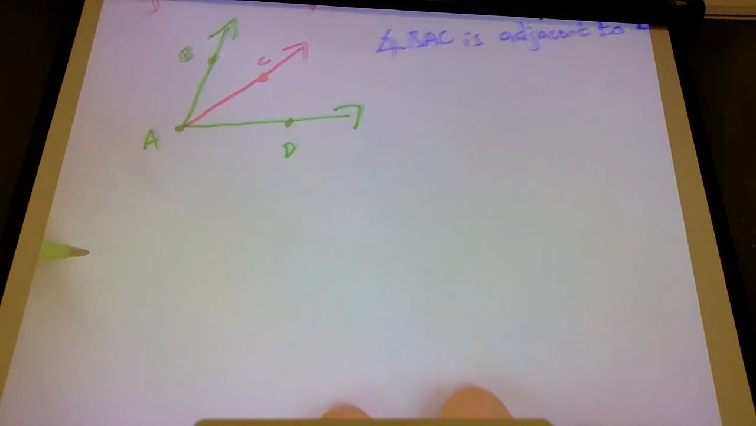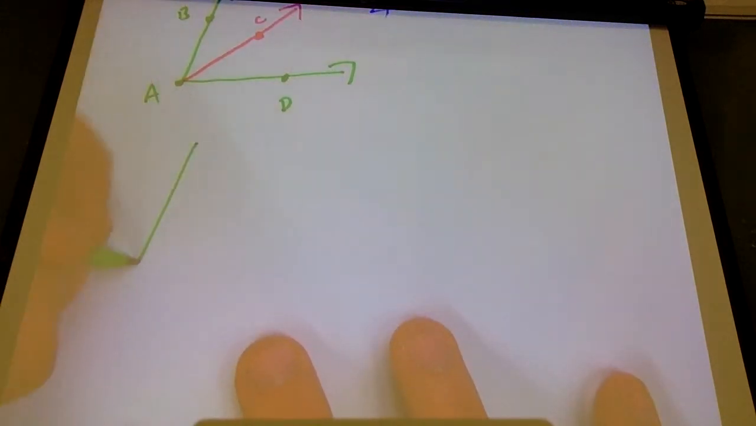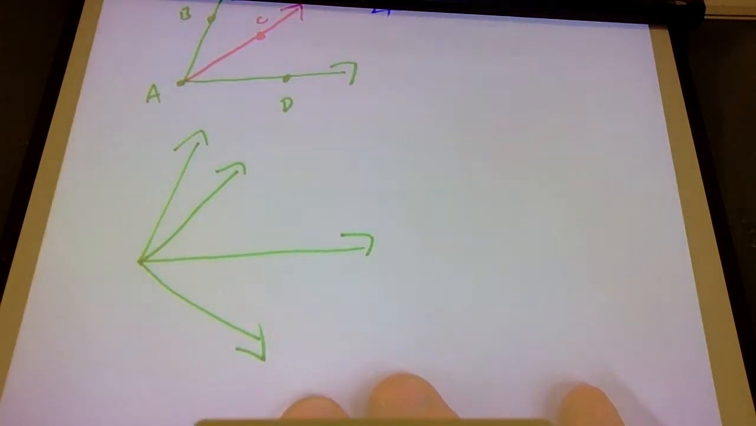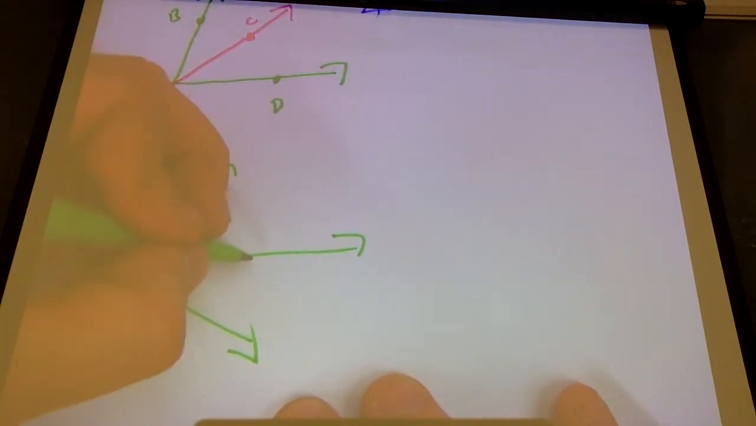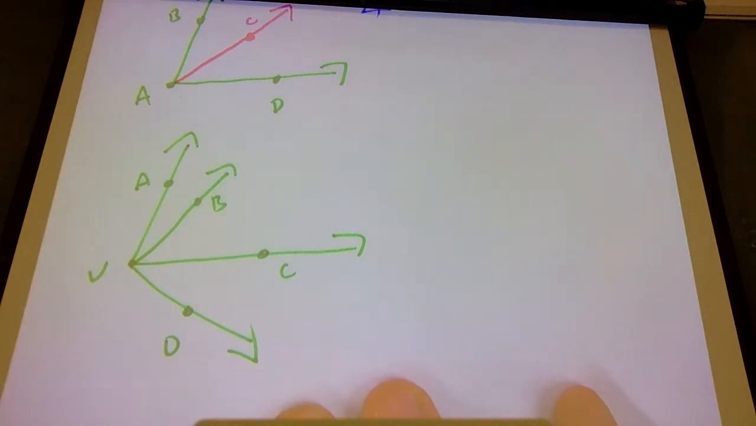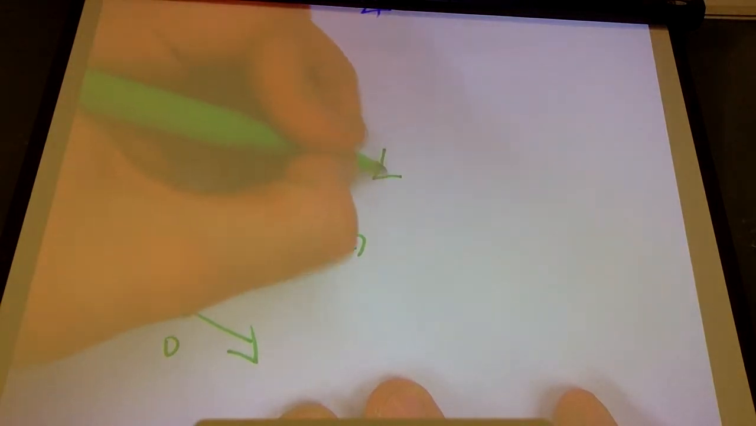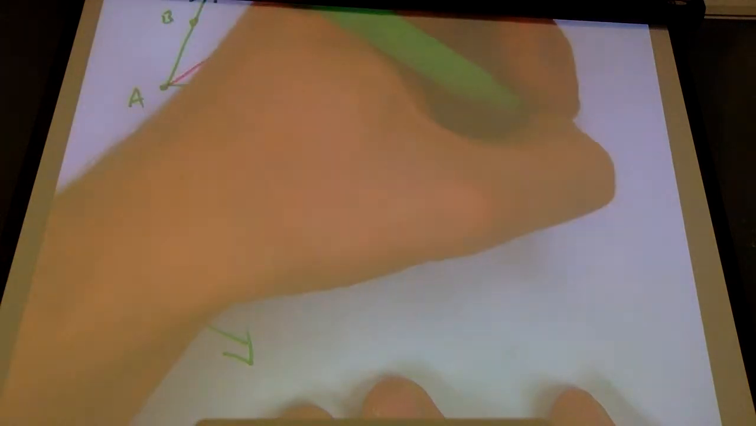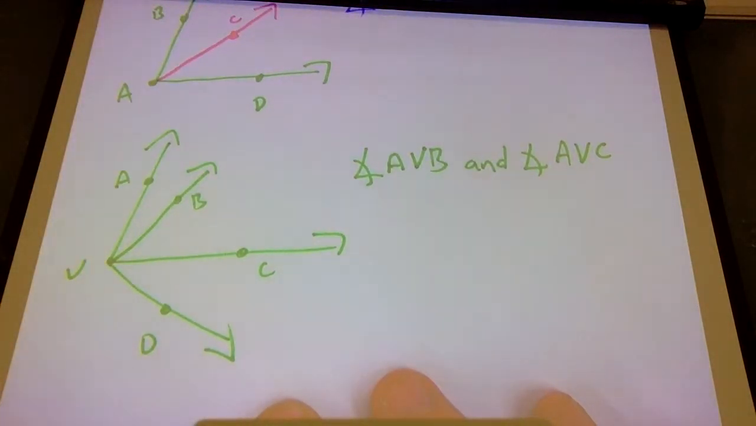So down here, I'm going to draw one more set of angles. Something like this with 4 rays going through it. And I've got A, V, and ray B, point C, and point D. Now, angle AVB and angle AVC, these two share a side. They share AV. But AVC actually has the angle AVB inside of it.